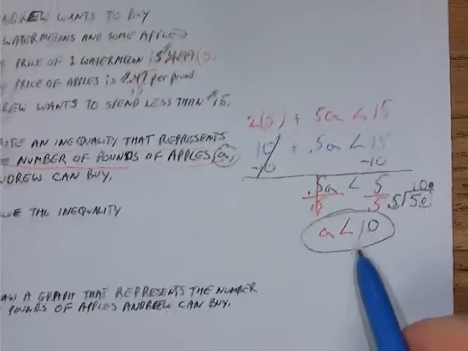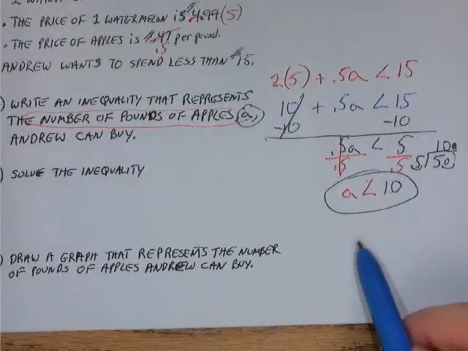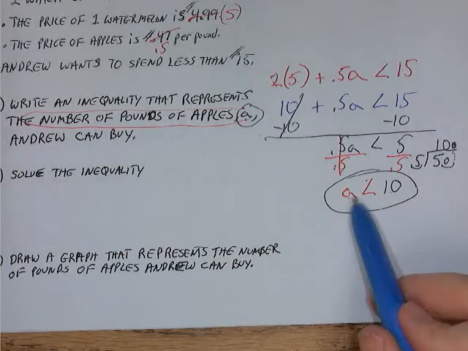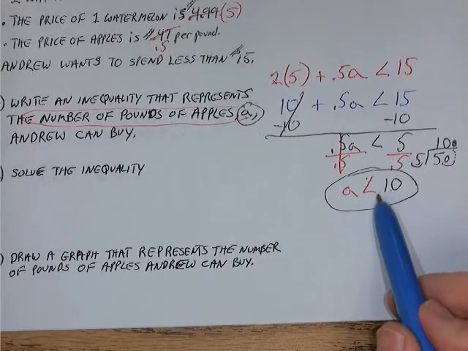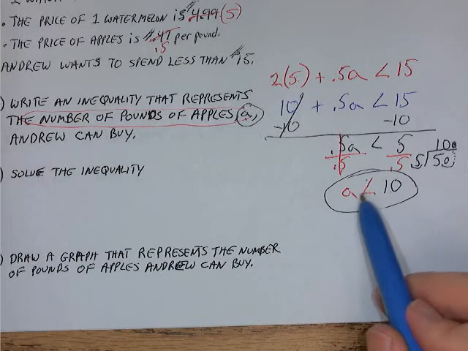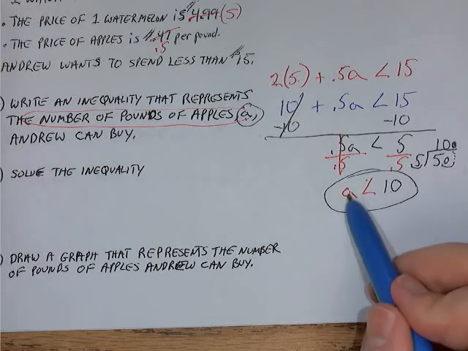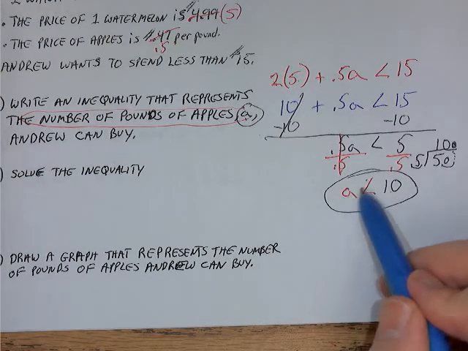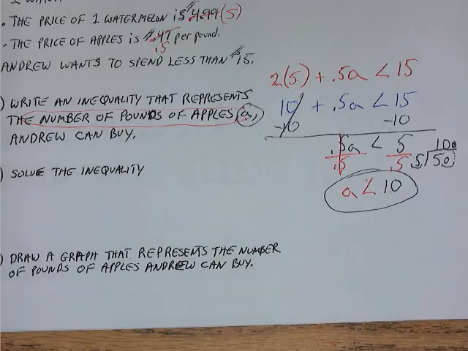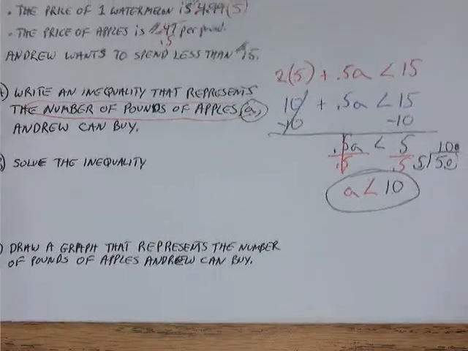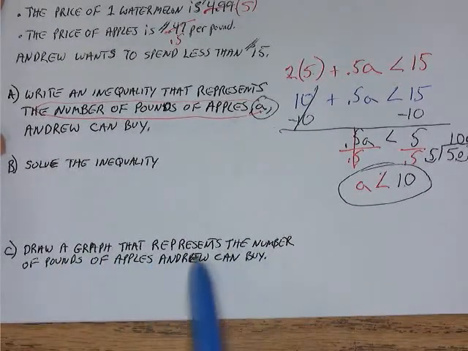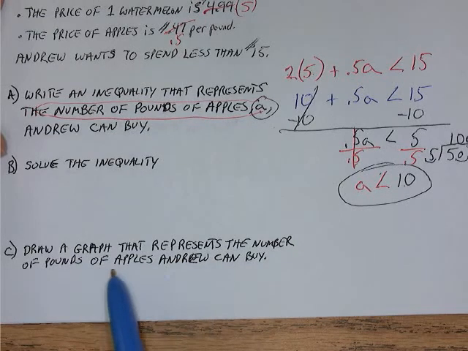So what does that mean? That means he has to spend less than $10 for apples. Or less than 10 pounds, sorry, because remember, a is the number of pounds. So he's going to buy less than 10 pounds of apples. Down below it says, draw a graph that represents the number of pounds of apples Andrew can buy.